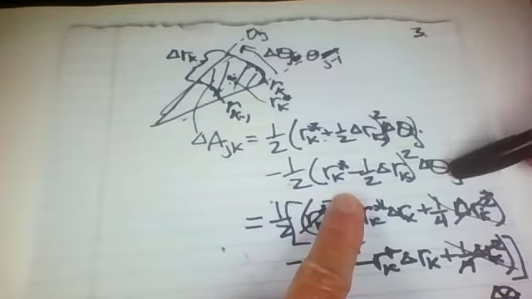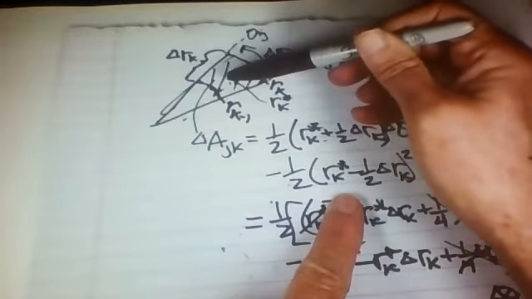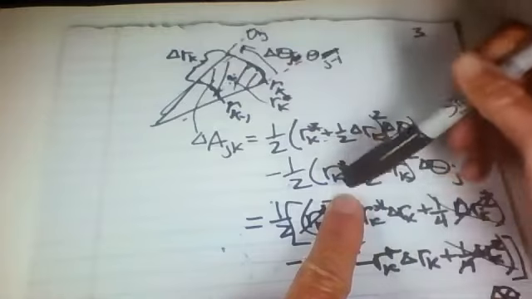Now I also have to subtract off the area of the inside sector, which is one half r squared theta, with the same angle, delta theta j, but now I take rk star and subtract half the increment, delta rk.